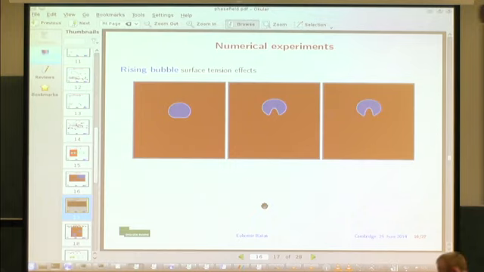Here you can see the effects of the surface tension. So the stronger the surface tension, the more circular the bubble stays.